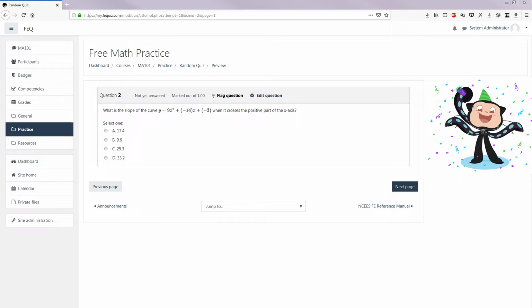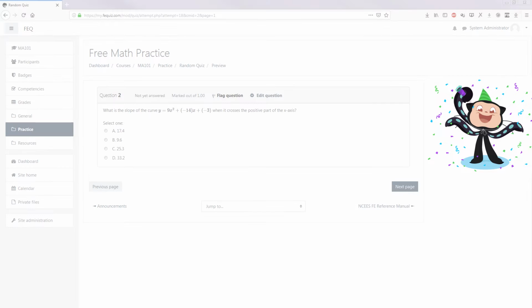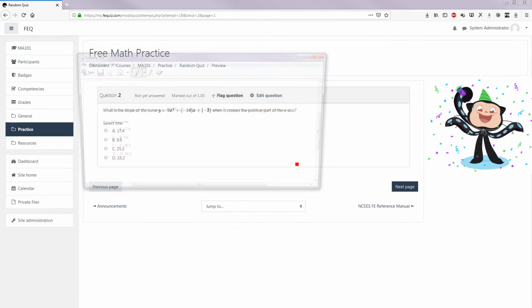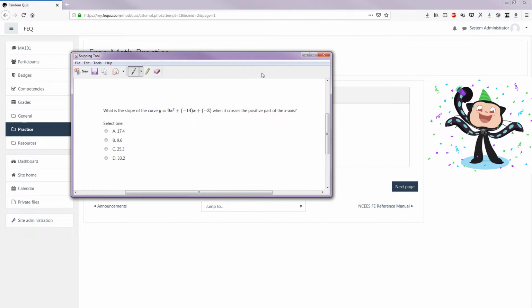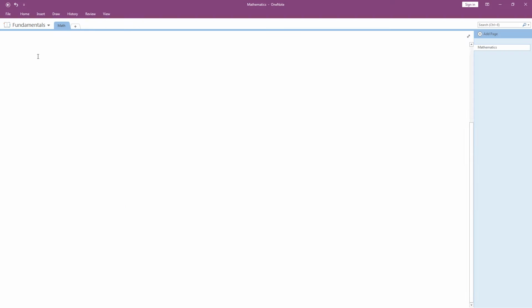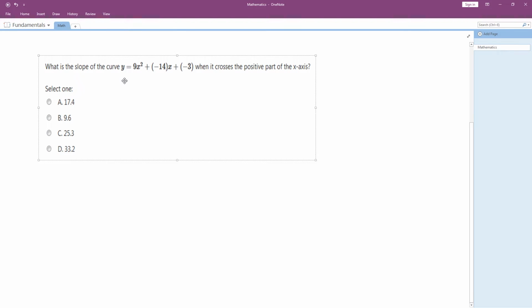FEQUIZ.com. I'm going to do an example today from the free practice exams at FEQUIZ.com. Let me just copy it real quick to my OneNote. The question says, what is the slope of the curve y equal to 9x squared minus 14x minus 3?